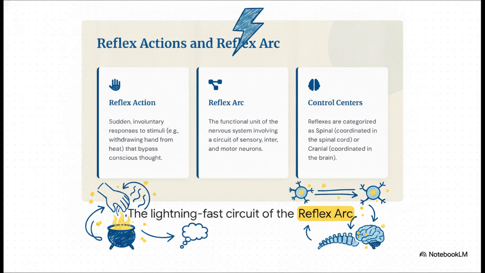These actions completely bypass conscious thought. You don't decide to do it, it just happens. They are guided by what's called the reflex arc, which is this lightning-fast circuit of sensory, inter, and motor neurons. And depending on where they get coordinated, they're categorized as either spinal reflexes or cranial reflexes.